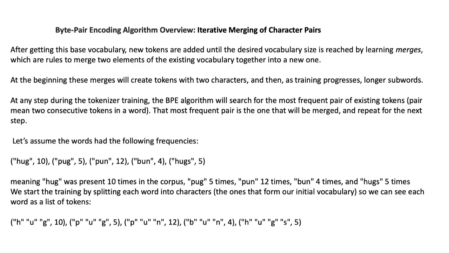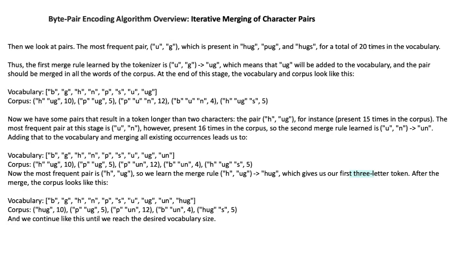Let's say these are the words in our dataset and their frequencies. Hug appears 10 times, pug appears 5 times, pun appears 12 times, bun appears 4 times, and hugs appears 5 times. When we start, we break each word into its individual characters like this. Hug becomes H, U, G, pug becomes P, U, G, pun becomes P, U, N, bun becomes B, U, N, and hugs becomes H, U, G, S. From here, the algorithm will start finding the most common pairs and merging them step by step to build the final vocabulary.